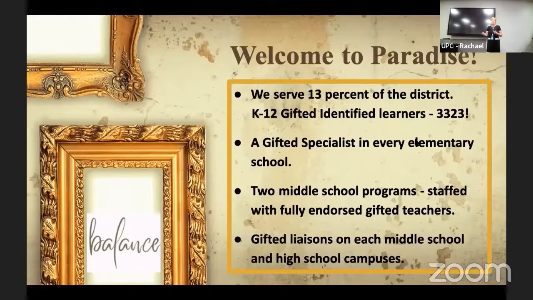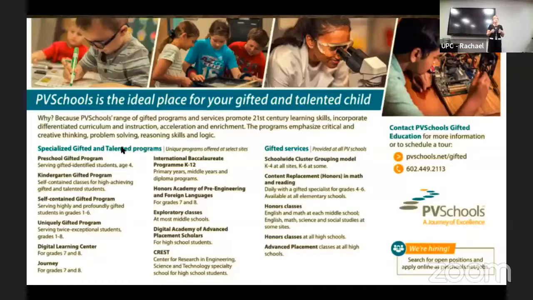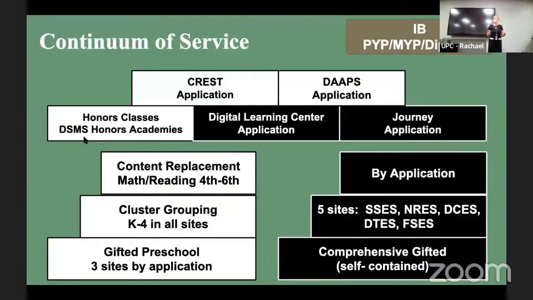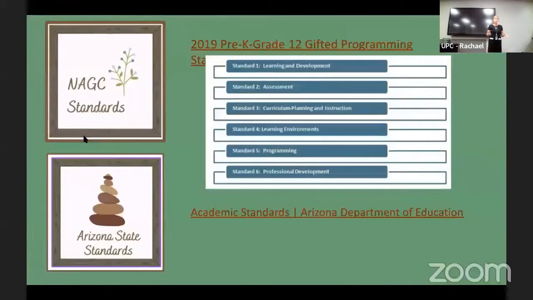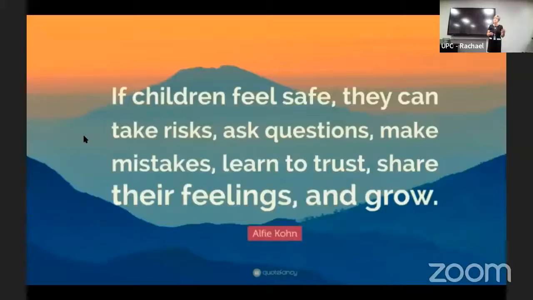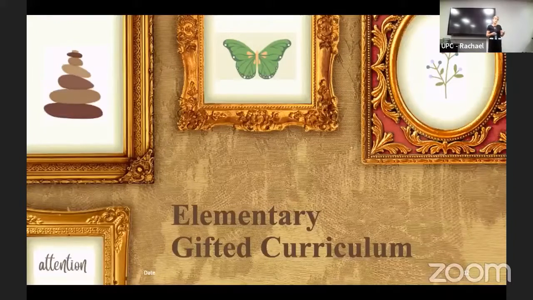This is on our website and just gives you an idea of the variety of programming that we offer, from everything from cluster grouping all the way up through AP classes in high school, as well as the CREST program and the Distinguished Scholars program. So when we talk about the continuum of services, that continuum starts with our cluster classrooms. And we have cluster classrooms at every elementary school. We also have content replacement at every elementary school, and that starts in 4th grade for our 4th, 5th, and 6th graders in reading and in math.